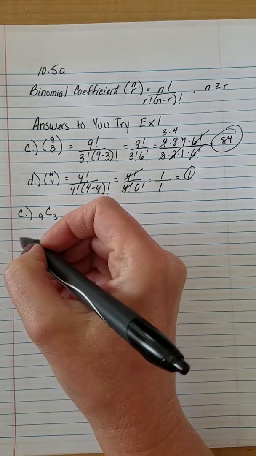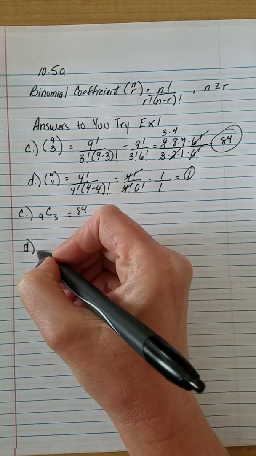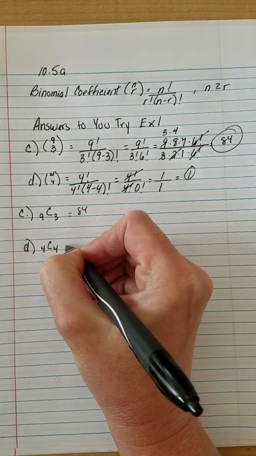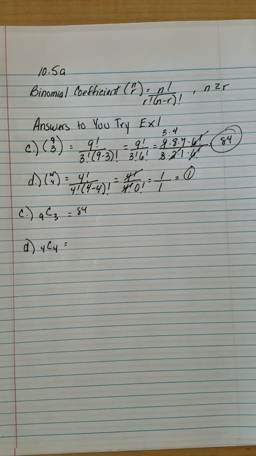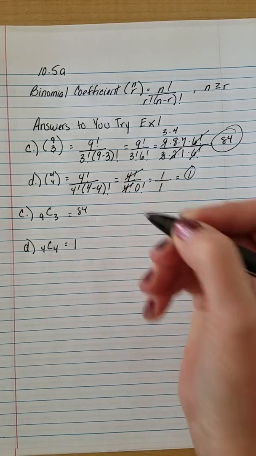Now, if you look at D, we had 4 choose 4. Well, if you have 4 balls in a bucket and you want to pick 4 out, how many different ways could you do that? Well, the answer would be 1, because once you pull 4 balls out of the bucket, there's nothing left. You can only go in there once to grab all 4 balls.